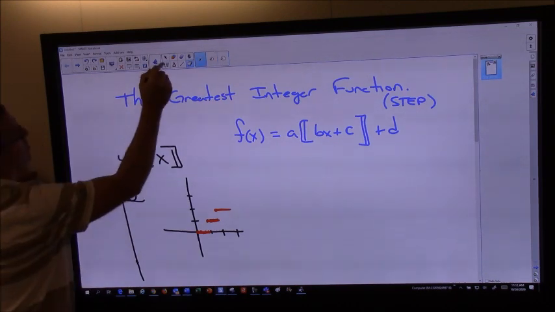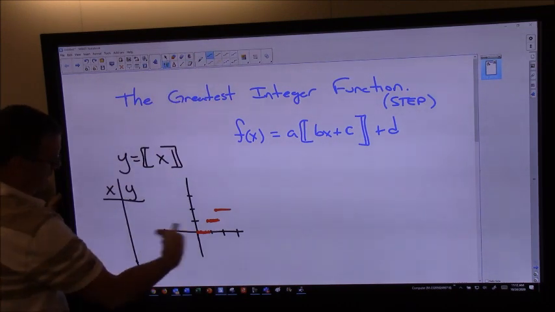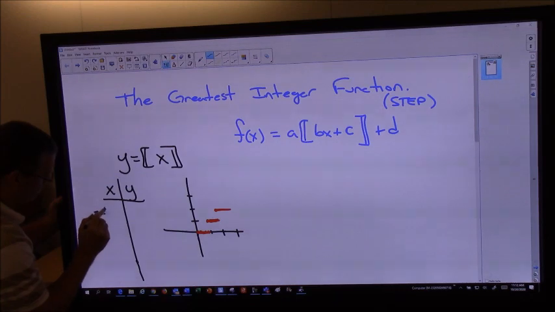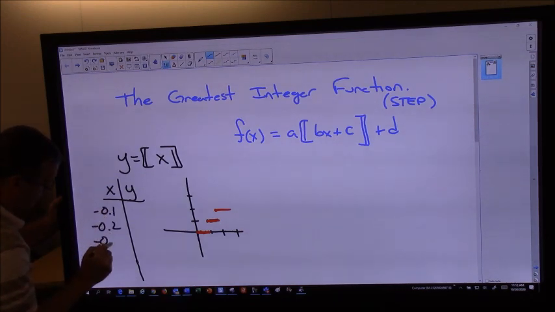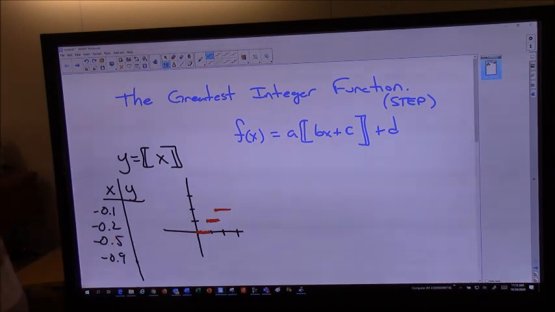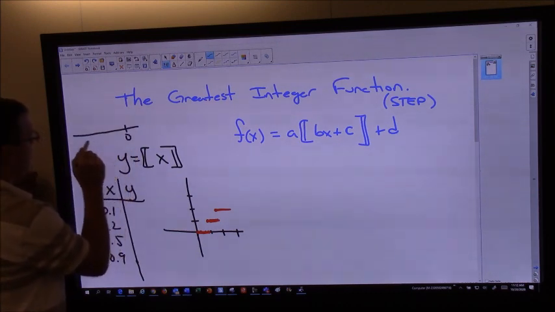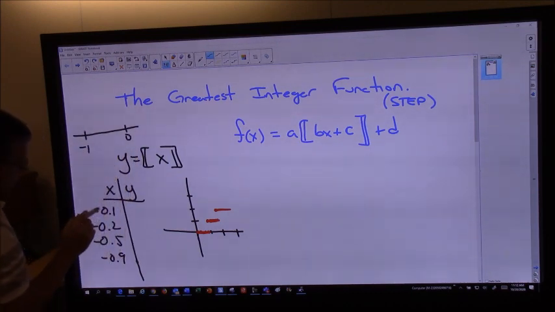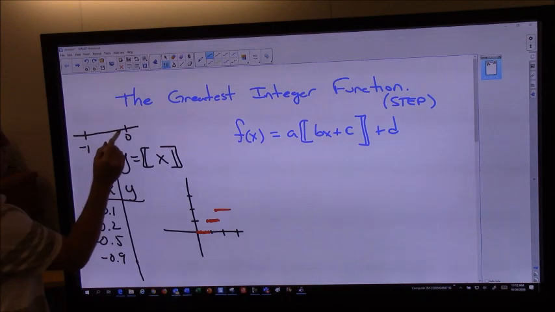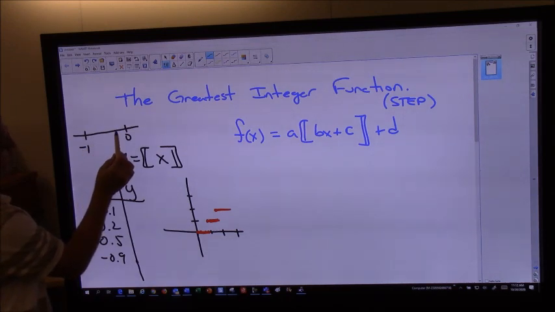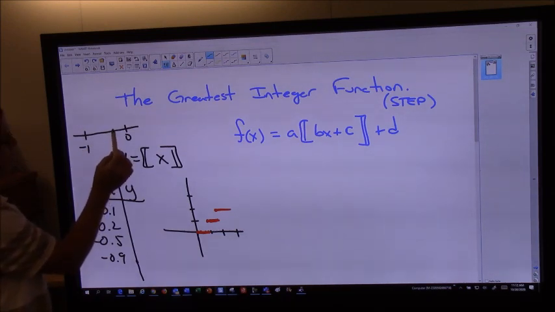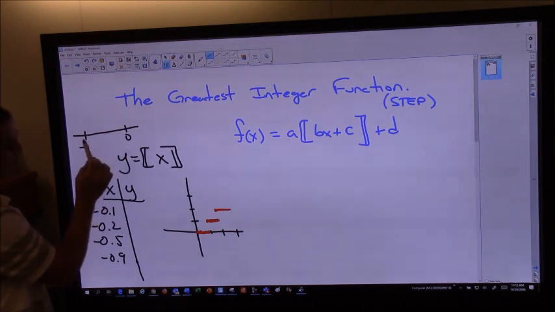All right, so let's go in the negative direction. Let's say I've got negative 0.1, or negative 0.2, or negative 0.5, or negative 0.9. Now we have to think of the number line. Here's 0, here's negative 1. Negative 0.1 is right about here somewhere. So the greatest integer less than or equal to that is negative 1.